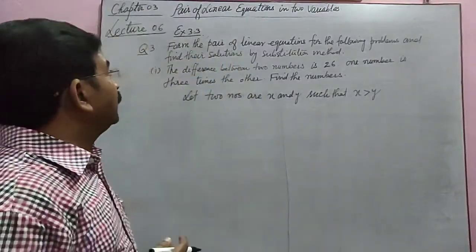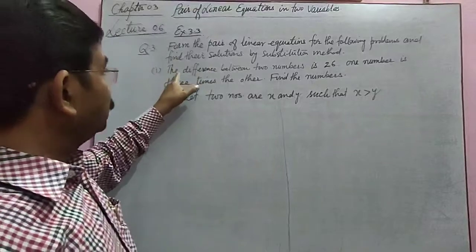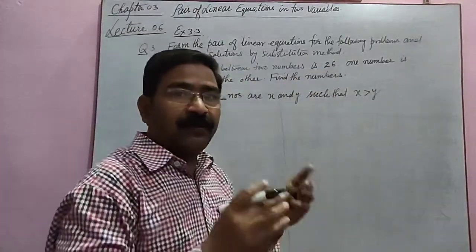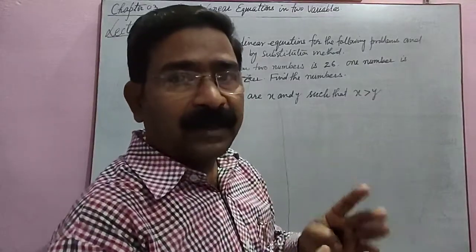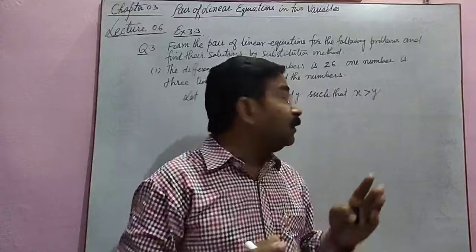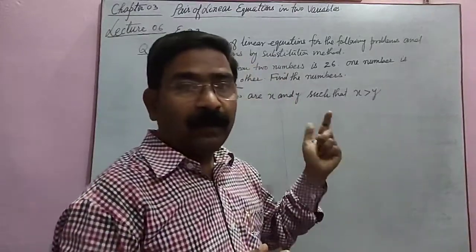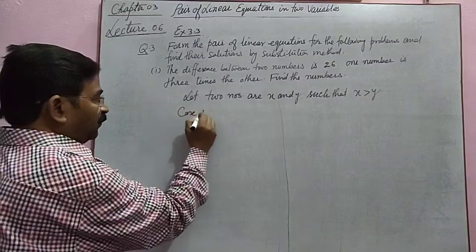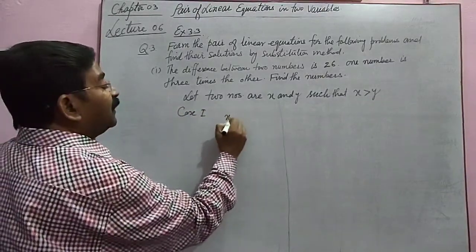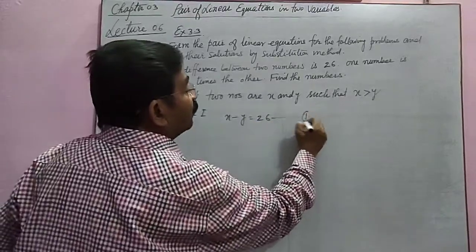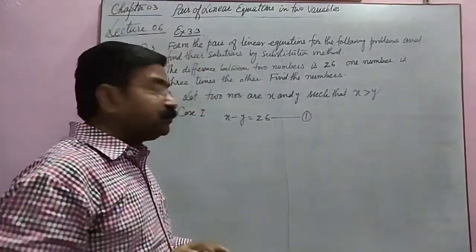Now given that the difference between two numbers is 26, means if you subtract the two numbers, the result is 26, and you know that difference is found by subtracting the smaller number from the larger. So in the first case, we can write x minus y is equal to 26. Equation number 1. Got it?